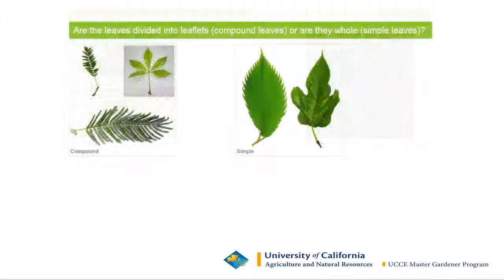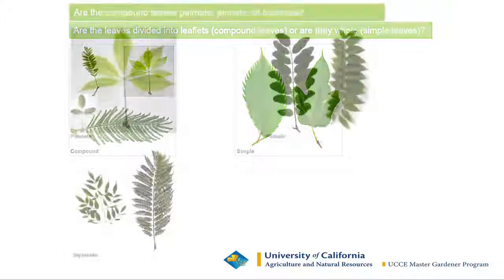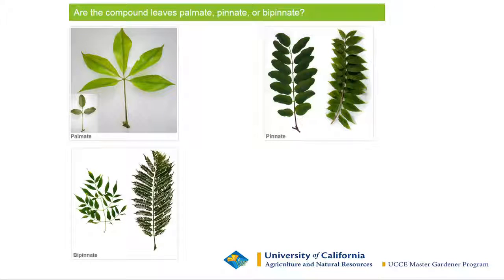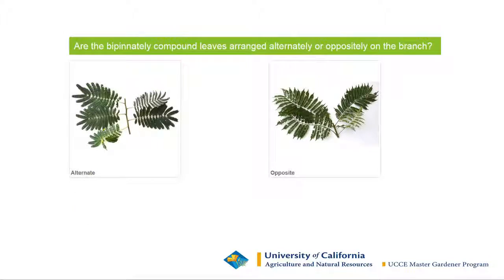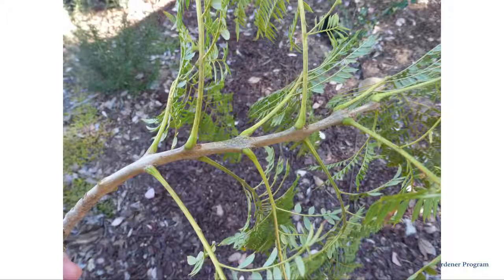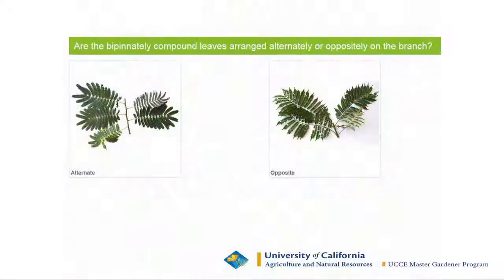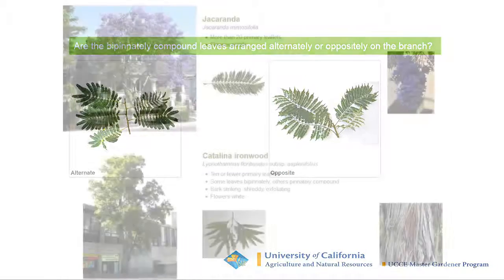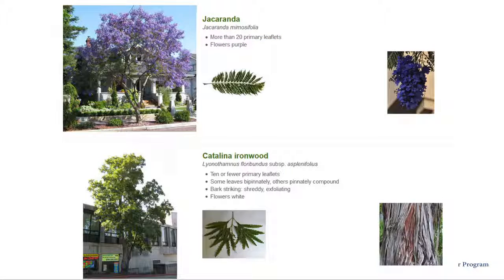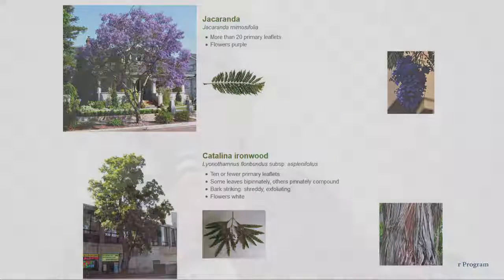Is it compound or simple? I choose compound. Is it palmate, pinnate, or bipinnate? Bipinnate. Are the leaves alternate or opposite? So we look at our leaf and they are opposite. We choose opposite and we come up with either jacaranda or Catalina ironwood. And so at this point you'd be looking at the picture and going, that doesn't look anything like my leaf. That looks like my leaf. So it is a jacaranda tree.